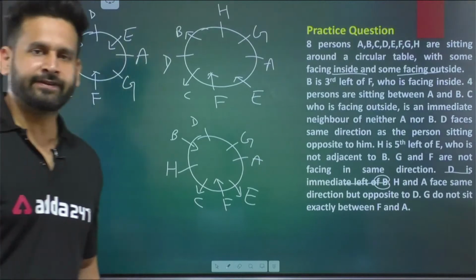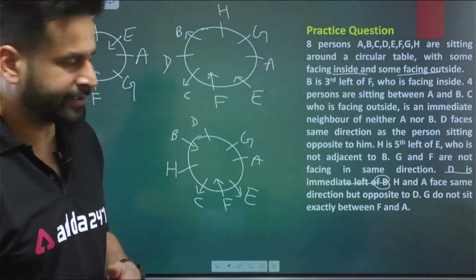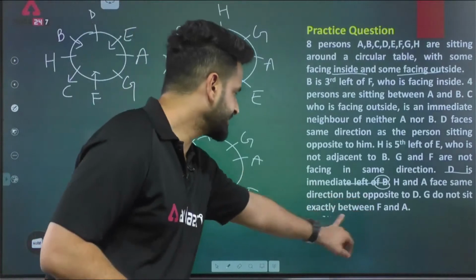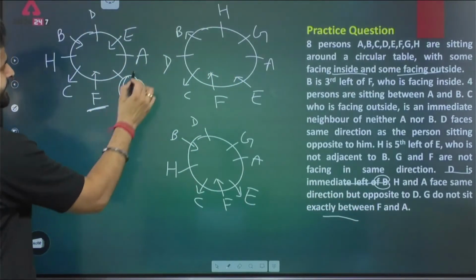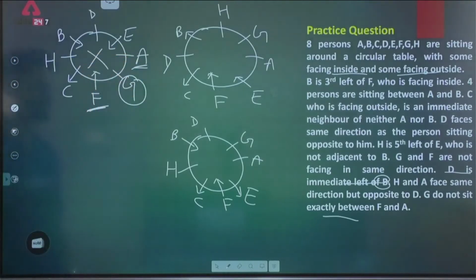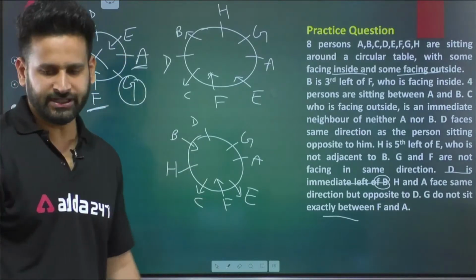Now, related to G, one important condition is given towards the end of the passage, that is G does not sit exactly between F and A. But here you will see this G is sitting exactly between F and A, so this condition goes wrong, while these conditions are still right. Okay.